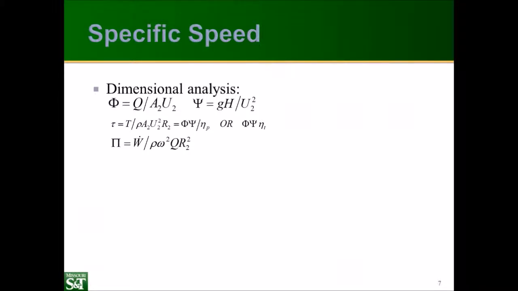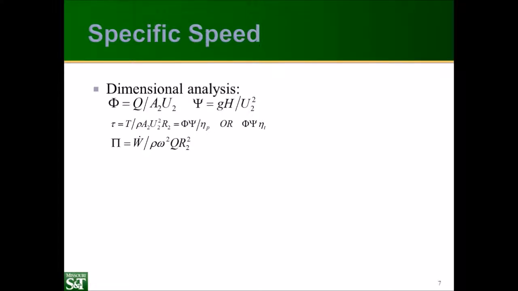We also can look a little bit at the dimensionless analysis for pumps and other kinds of flow machines. So we can introduce some dimensionless coefficients. Phi is our flow coefficient, which scales the flow rate. Psi is the head coefficient, which scales the pump head. And we also have the torque coefficient, tau, although the torque coefficient is basically a combination of the flow coefficient, the head coefficient, and the pump efficiency. And then we also have the power coefficient, which is pi.